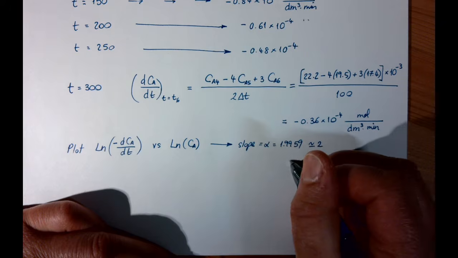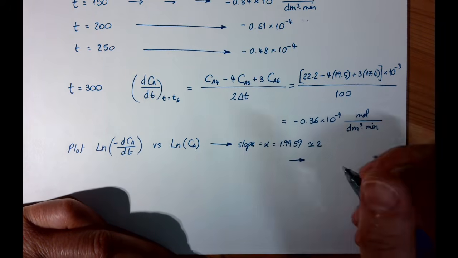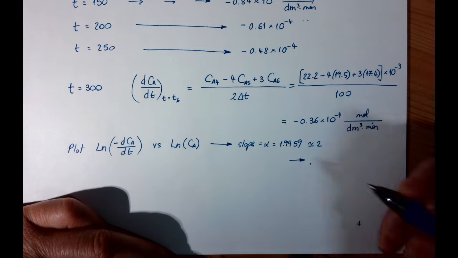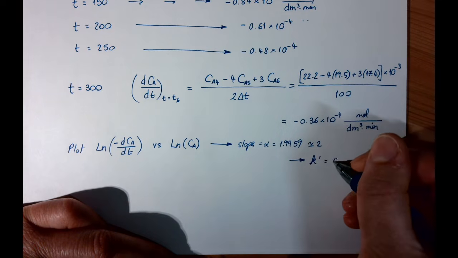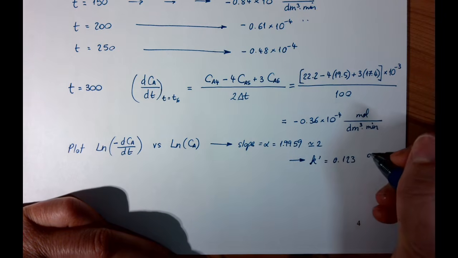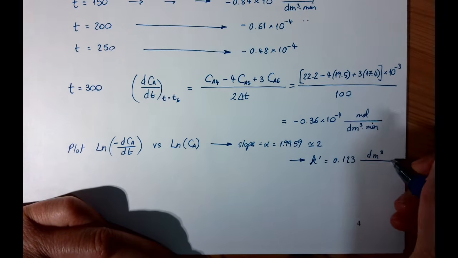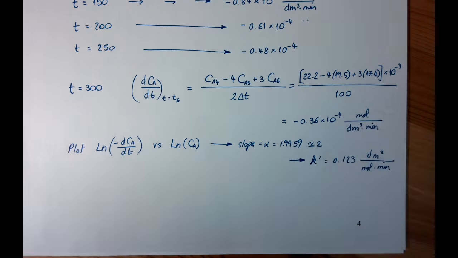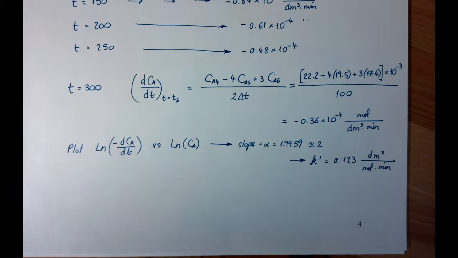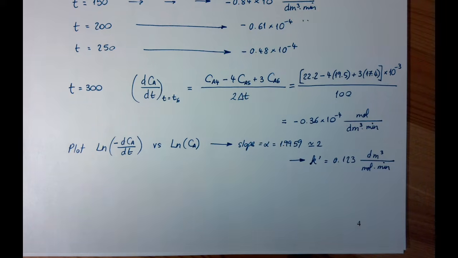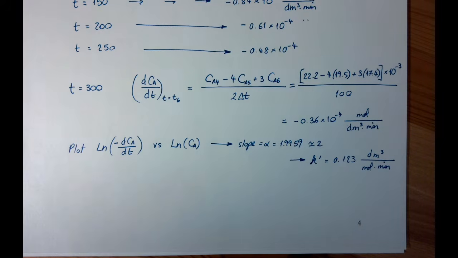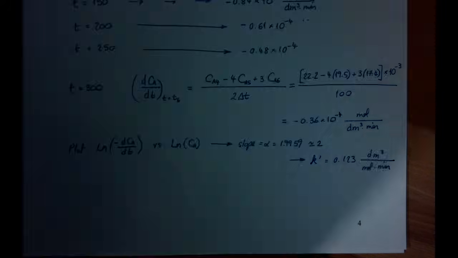And from the intercept of that line with the y-axis, you're going to get a K prime of 0.123 cubic decimeters per mole minute. So remember, the intercept of the line with the y-axis is going to be natural log of K prime. And then from there, you calculate K prime as 0.123. So very similar values to what we obtained graphically, I believe.